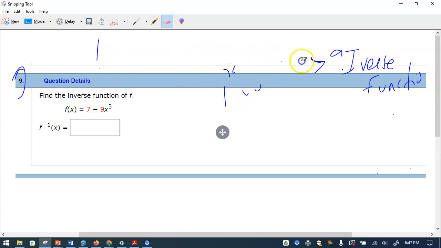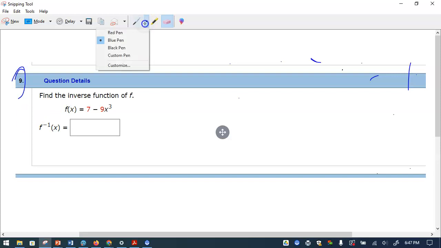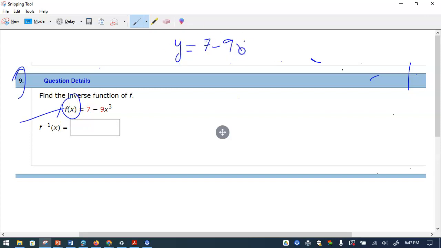So the question here is find the inverse of the function. You're given the function 7 minus 9x. How do you figure out the inverse? The first step: instead of f of x, I'll use y, the output as y. So y equals 7 minus 9x, and then you interchange, replace x by y and y by x. So this becomes x equals 7 minus 9y.